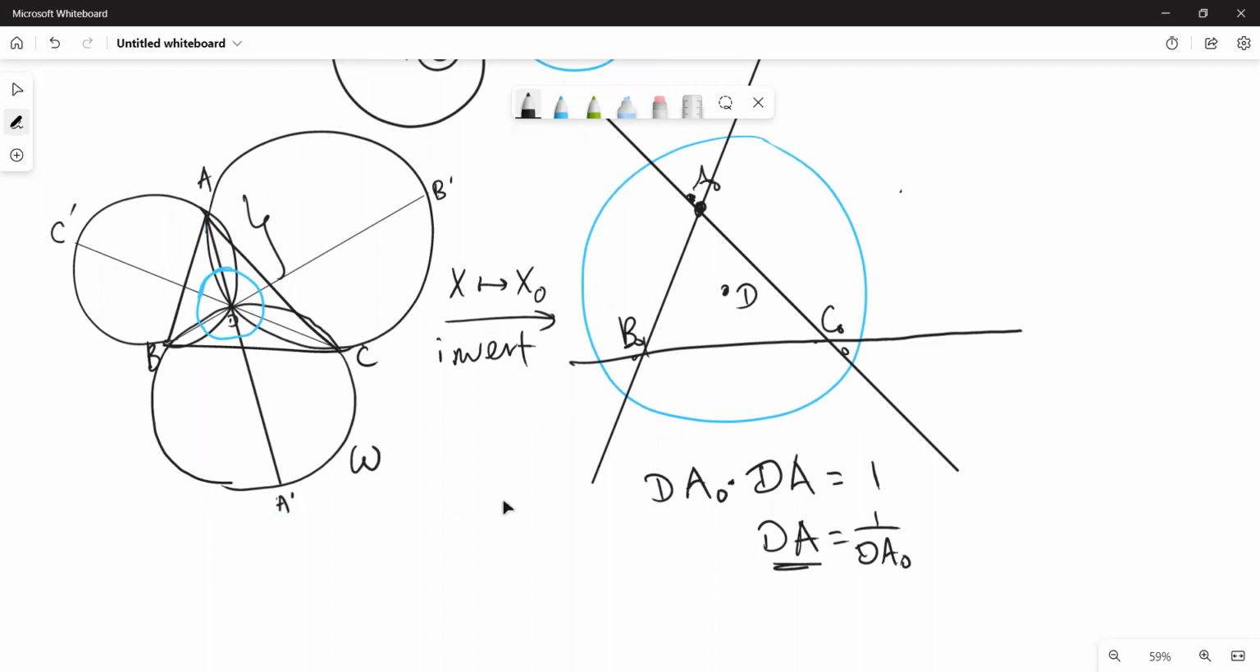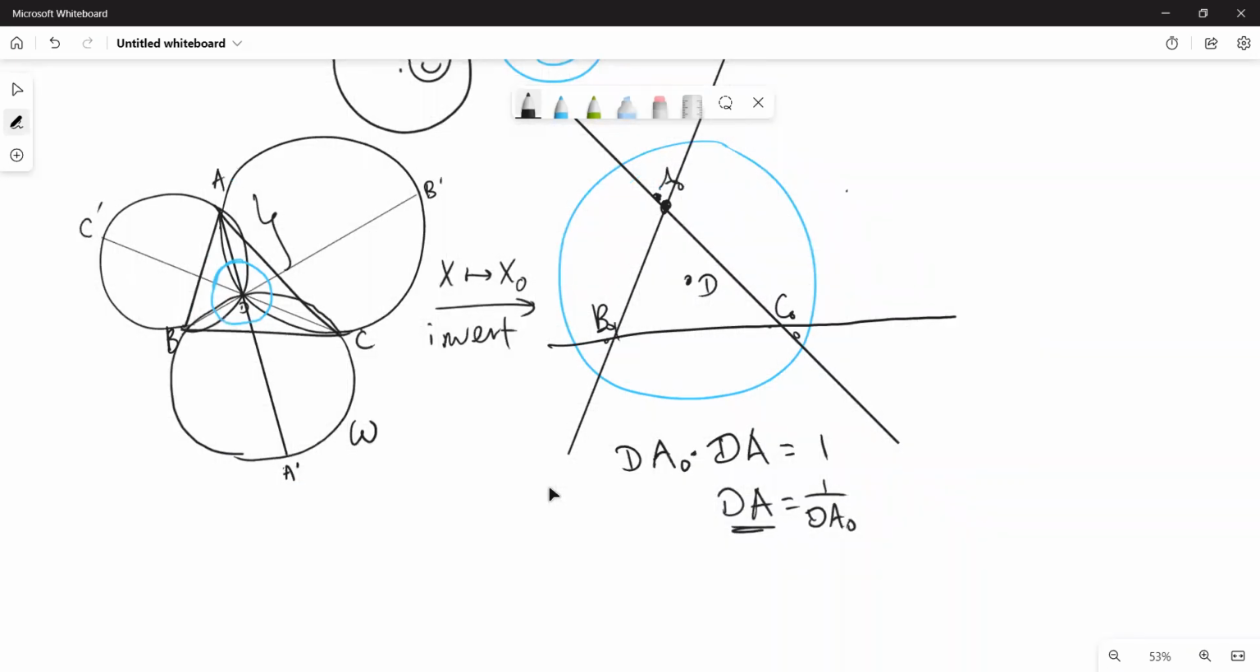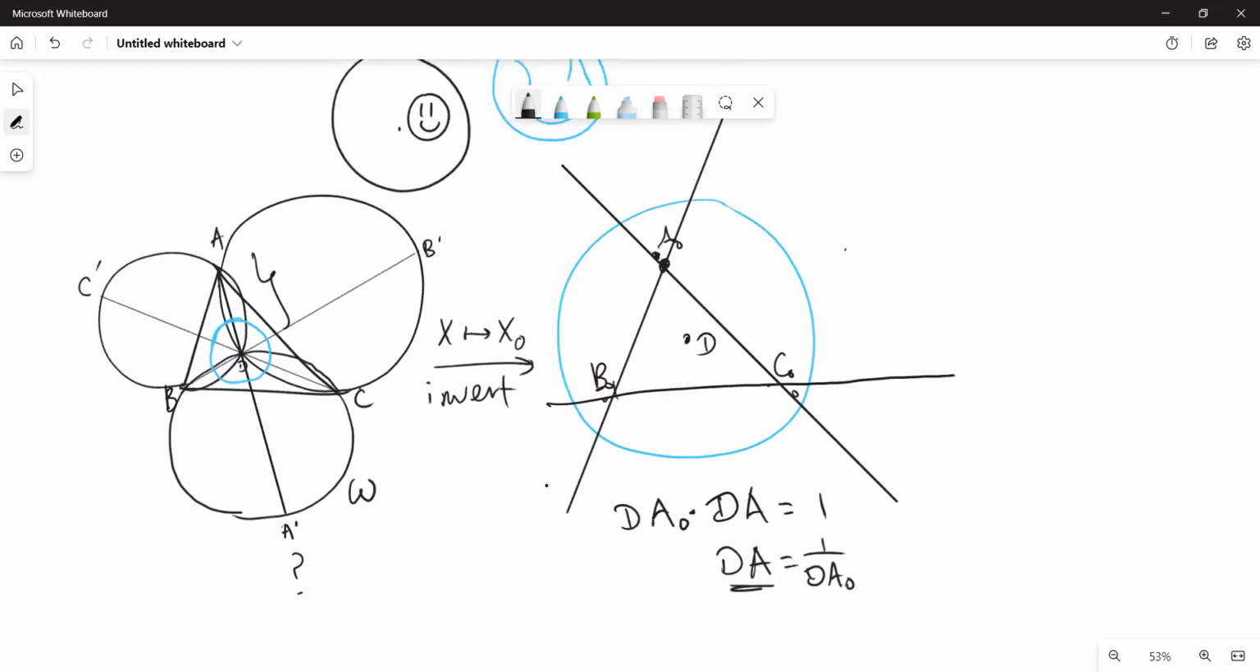But how about AA prime? First of all, we haven't talked about where A prime went. So where does A prime go? What's the image of A prime? Anyone? A point on B naught C naught, yes. And which point exactly? How do I draw it out? Why isn't it here or here or here? Which point is it?